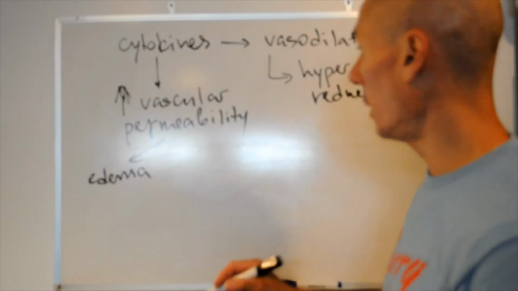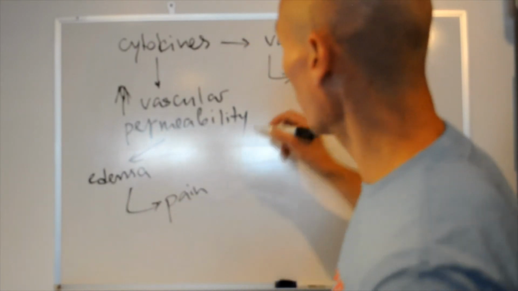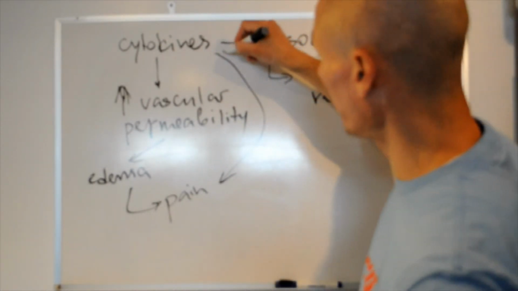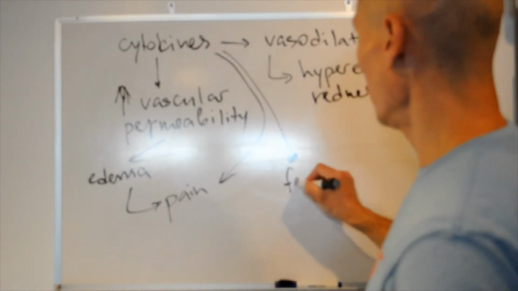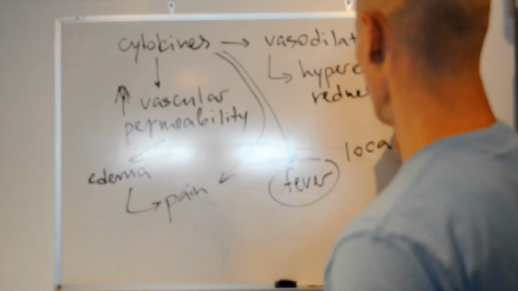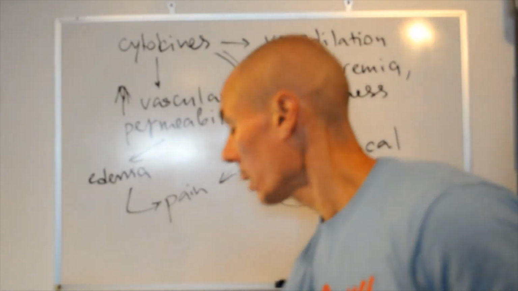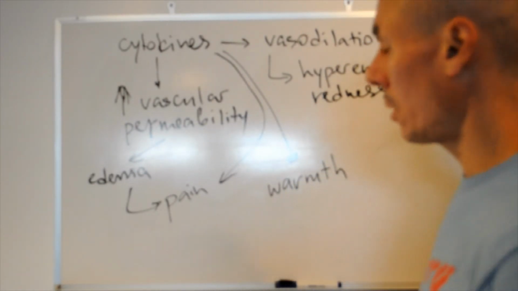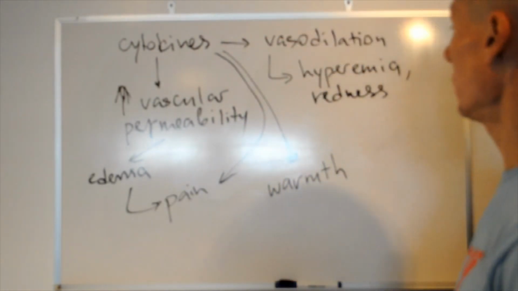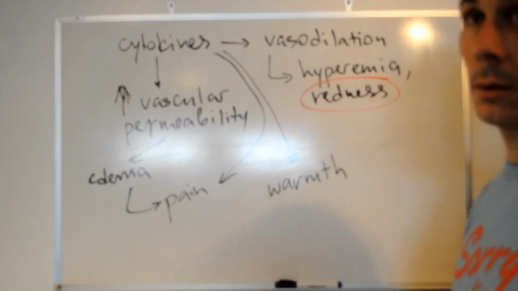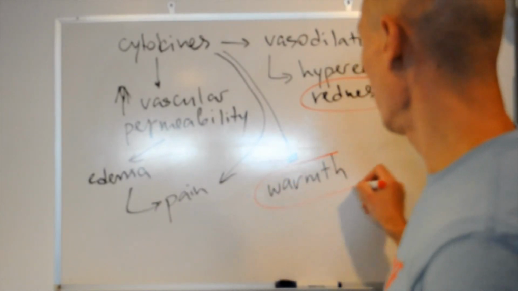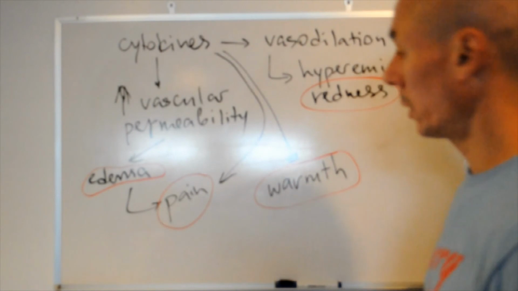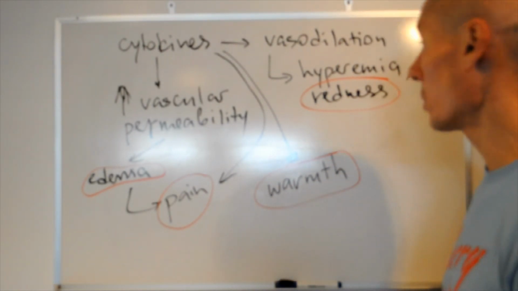Edema by itself, swelling by itself, may lead to pain, and cytokines may lead to pain as well. Also, cytokines increase local cellular metabolism, which leads to local, and I want to highlight local, warmth in the tissue. I actually want to replace fever with warmth. So here you have 4 main signs of inflammation: redness or rubor, warmth or calor, edema, tumor, and pain, dolor. The 5th obvious sign of inflammation is the loss of function.